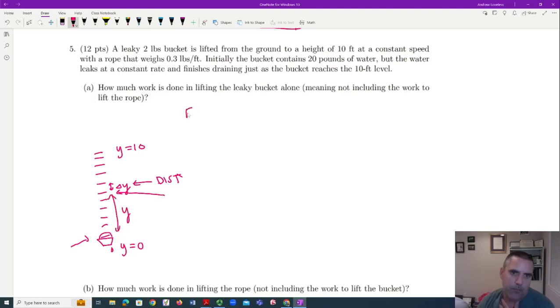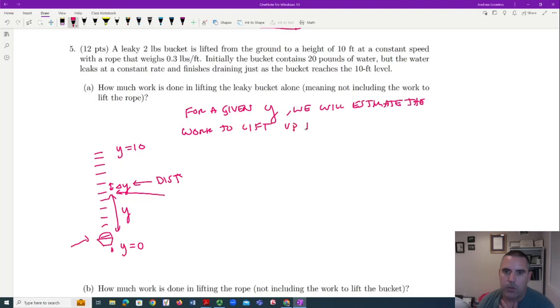So here's what we're saying. For a given y, meaning if you've lifted it already to y, we will estimate the work to lift up to y plus delta y, to lift a little more. And then we'll add those up. So in other words, the distance lifted, this is how we thought of all leaky bucket problems, is delta y. In this case, that's feet.